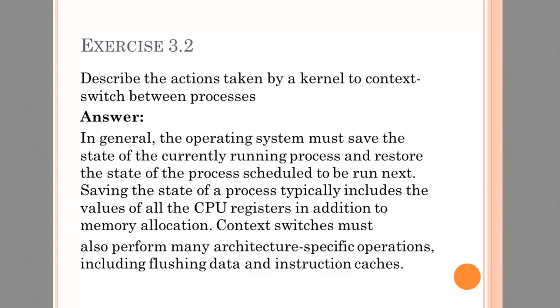So in general, the operating system must save the state of the currently running process and restore the state of the process scheduled to be run next. This is the strategy: the current process and the process coming up. Saving the state of a process typically includes the values of all the CPU registers in addition to memory allocation. Context switches must also perform many architecture-specific operations, including flushing data and instruction caches.